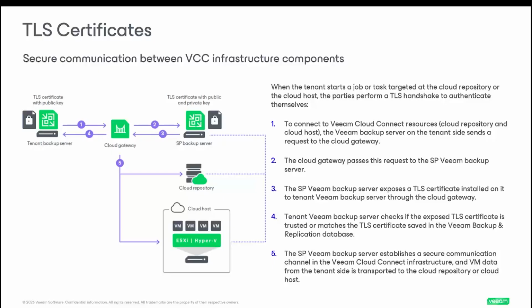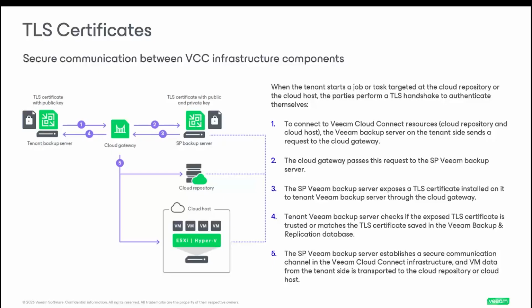Importantly, Veeam Backup and Replication does not use TLS certificates to encrypt the data traffic itself. For data encryption, Veeam Backup and Replication uses the same encryption methods and algorithms as in the regular backup infrastructure, which is by default AES 256-bit encryption. Whenever a job or a task starts and is targeted at a cloud repository or a cloud host, the parties perform a TLS handshake to authenticate themselves.